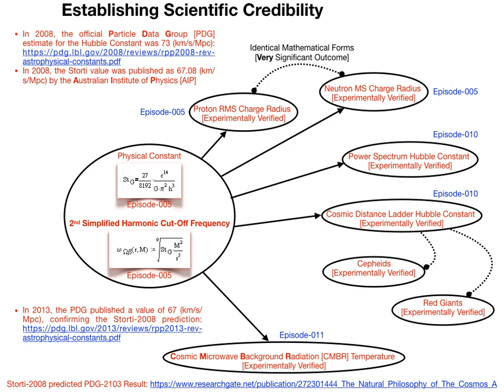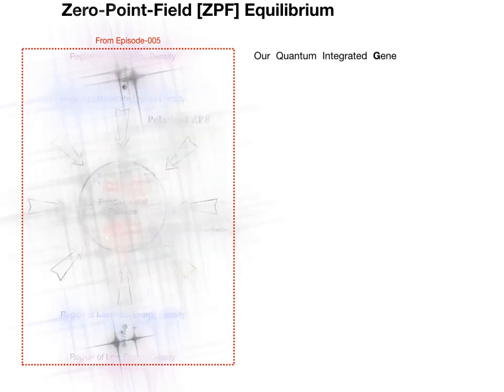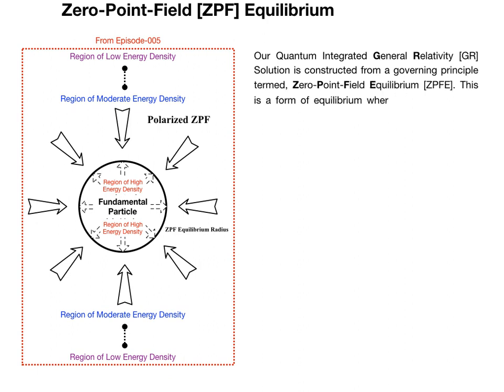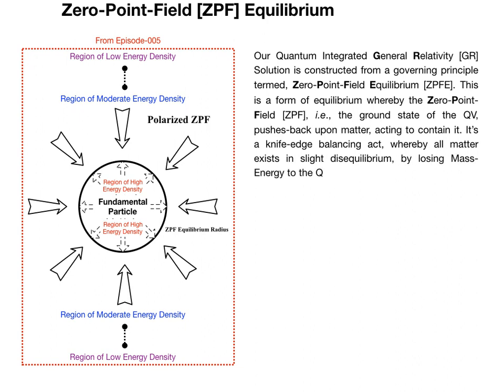Now that we have established the scientific credibility of our quantum integration modifications, let's look at the governing physical principle. Our quantum integrated general relativity solution is constructed from a governing principle termed zero-point field equilibrium. This is a form of equilibrium whereby the zero-point field, that is, the ground state of the quantum vacuum, pushes back upon matter, acting to contain it. It's a knife-edge balancing act, whereby all matter exists in slight disequilibrium, by losing mass energy to the quantum vacuum.